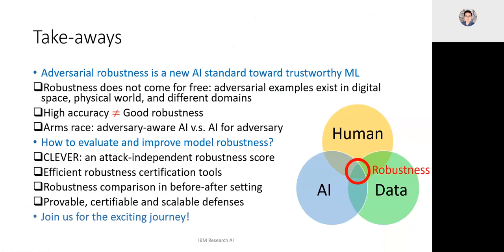Eventually, I think the next thing we are going to focus on, and also the trend of the whole research community, is to look into provable, certifiable, and scalable defenses. As you can imagine, there is a lot of fun in this research area. If you are interested, feel free to contact me or any colleagues within IBM that you know of and join us for this exciting journey. Robustness, I believe, is an intersection of human perception, the AI model, and the data quality. This is a very challenging, but also very salient job that we need to solve.